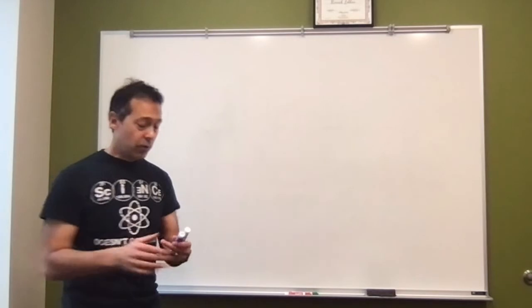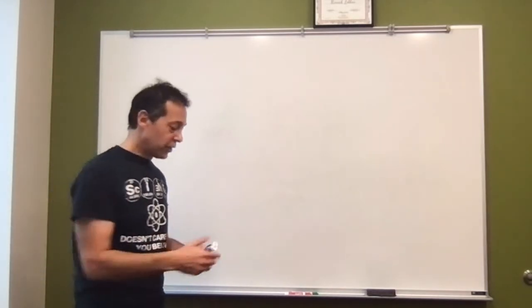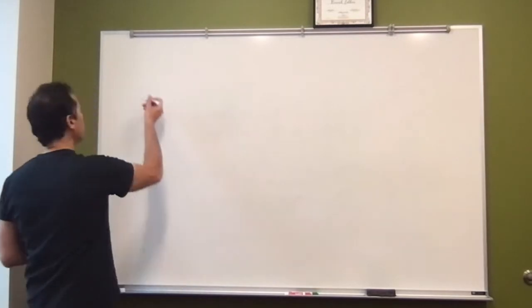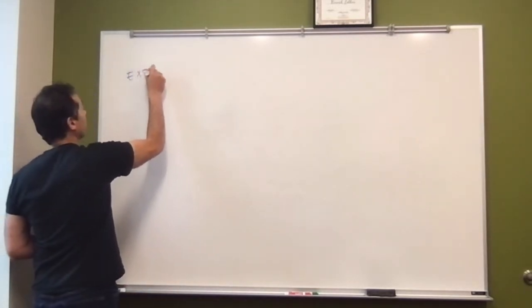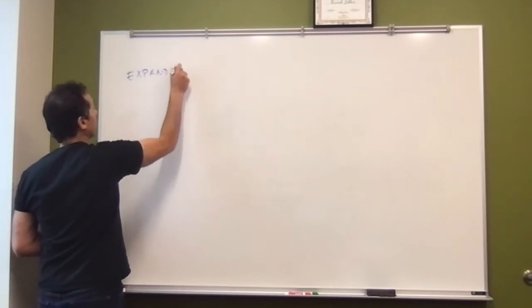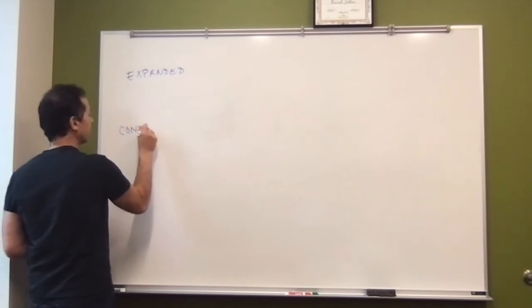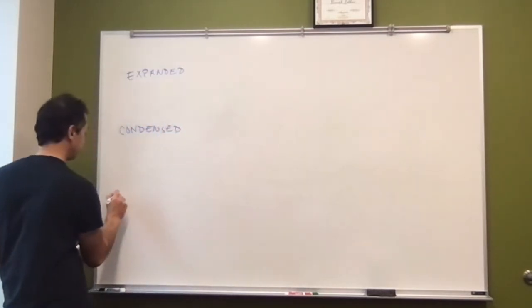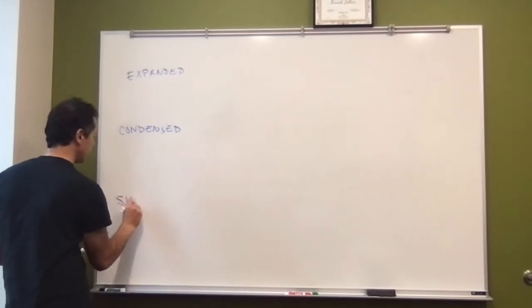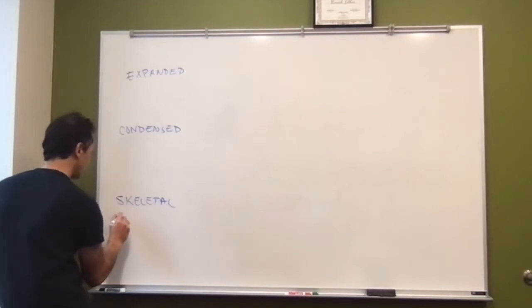So here we go. We're going to draw the expanded, the condensed, and the skeletal structural formulas. So I'm going to start out here with expanded, condensed, and skeletal. Skeletal structural formulas.